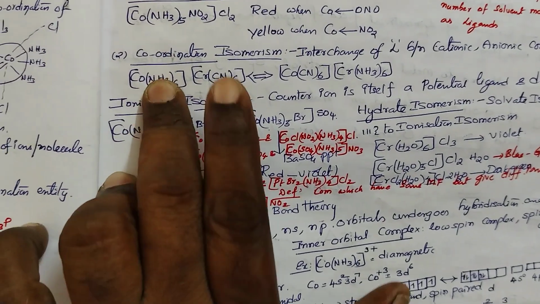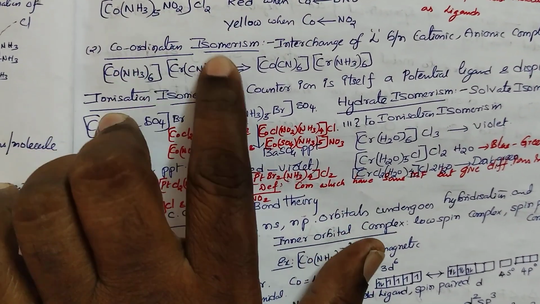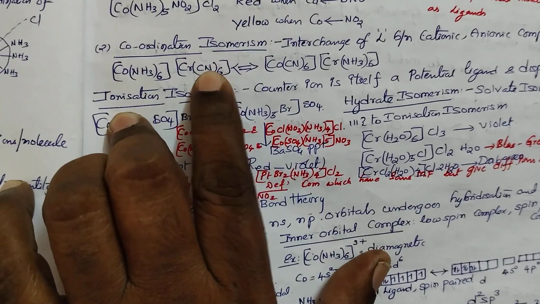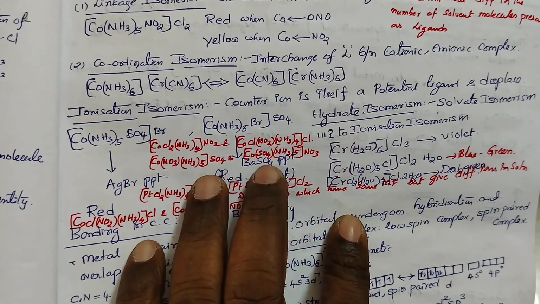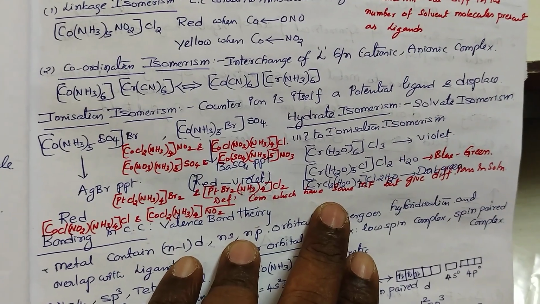Coordination isomers: interchange of ligands between the cationic and anionic complex. See, ammonia is exchanged: ammonia comes here, and the cyanide goes here. So it is an exchange of ligands between anionic and cationic complexes.